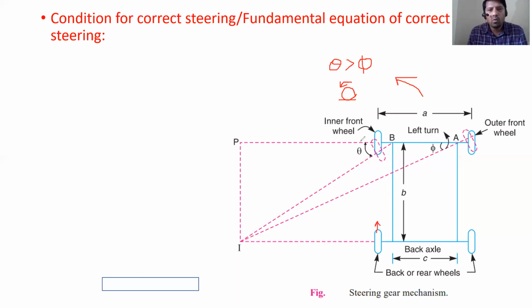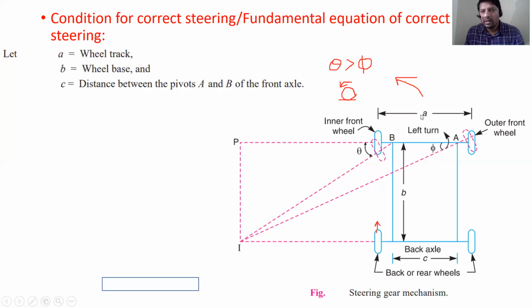Okay, now let us see some terms like what is A called, what is B, and what is C. So A is the distance between the front wheels, measured at the centers of the wheels like this. So it is called the wheel track A.